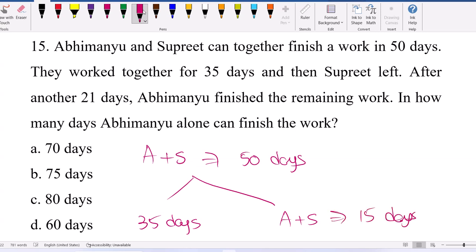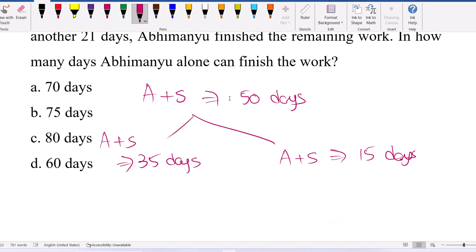You observe the question. Those two together can complete the work in 50 days. Those two people worked for 35 days. That means if those two people are there, they can complete the pending or remaining work in 15 days. But the problem here is Supreet left, and this remaining work is completed by Abhimanyu in 21 days. Are you getting that point?